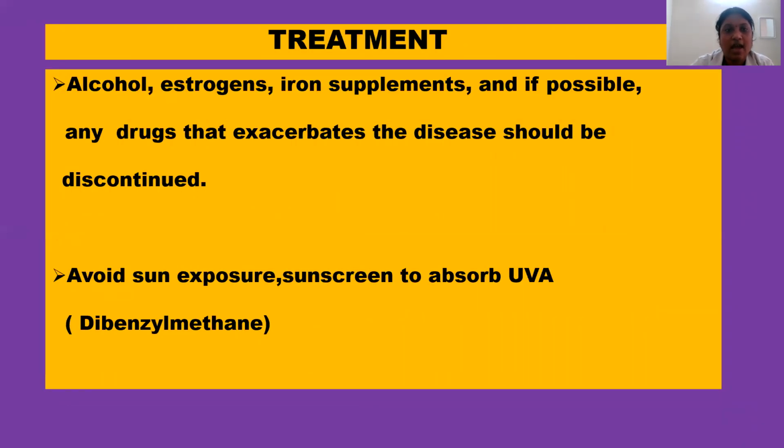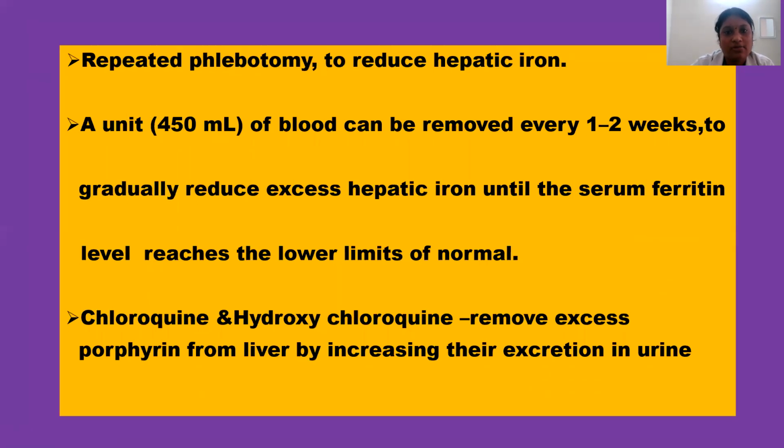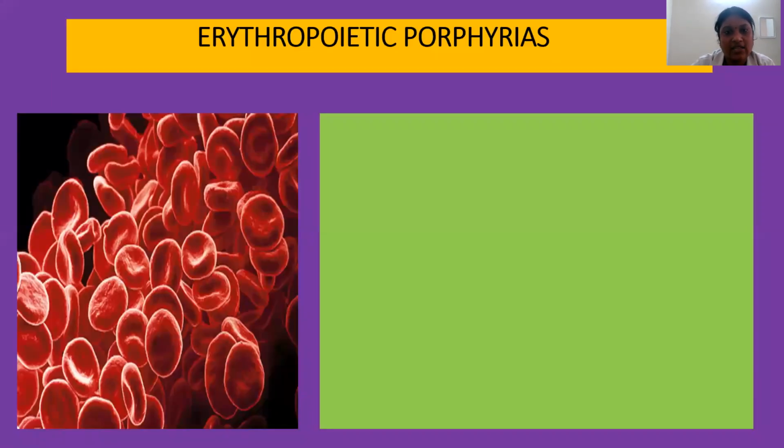How do you treat it? Alcohol, estrogen, and iron supplements, and if possible, the drugs which will precipitate the disease should be discontinued. Avoid sun exposure and use sunscreen to absorb the UVA. Repeated phlebotomy to reduce the hepatic iron. Chloroquine and hydroxychloroquine to remove excess porphyrin from the liver by increasing their excretion in urine.